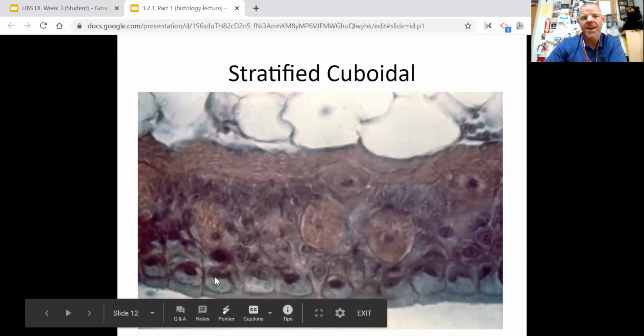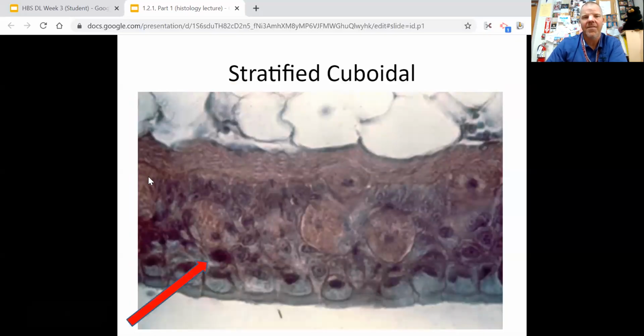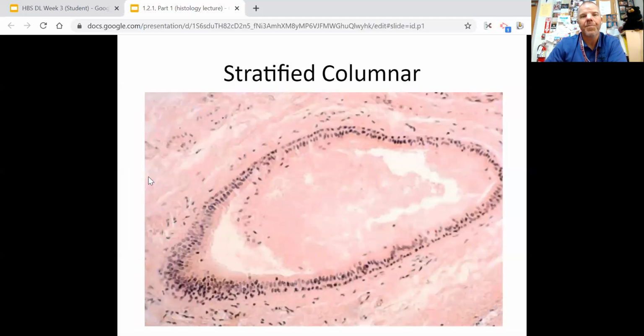You see, again, nuclei, you see a nuclei there, a nuclei there. That's two layers. That's more than one. So let's call it stratified. And the cells look cube-shaped, so we'll call it cuboidal.